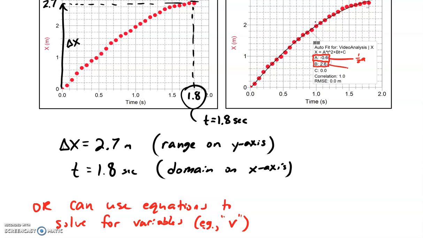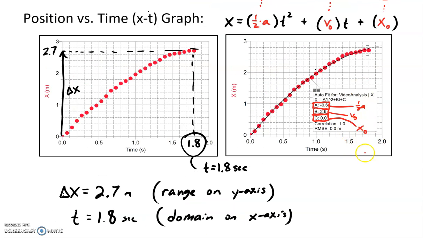And then this value here is v naught. And this value here is x naught. So I can directly interpret those. That would mean that I can figure out things like acceleration, right? If this is half the acceleration, then that would be negative 1.2 meters per second squared, right?